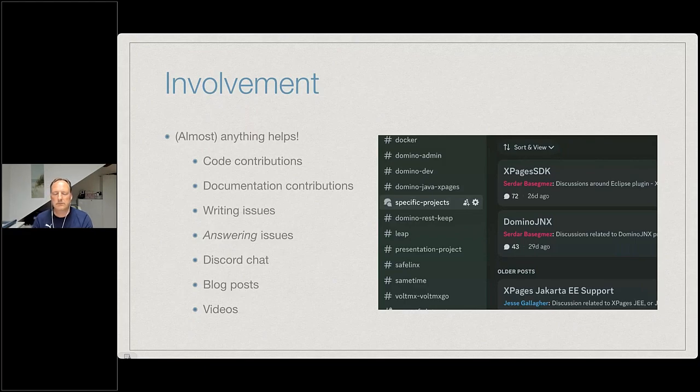Similarly, along those lines, Discord chat. I have a screenshot here of these specific projects, what Discord calls a forum style channel. And so in there, we have sub-channels for various specific projects. The goal there is if you want to talk about the XPages SDK or Domino JNX, we have a number of others like for ODA and things like that. It's in a more organized place.